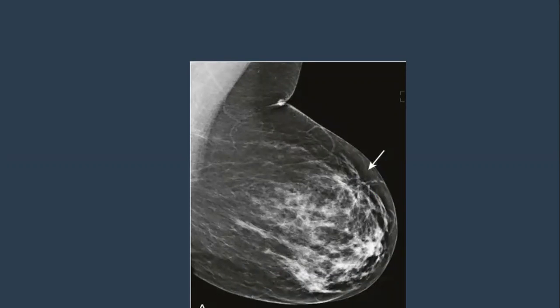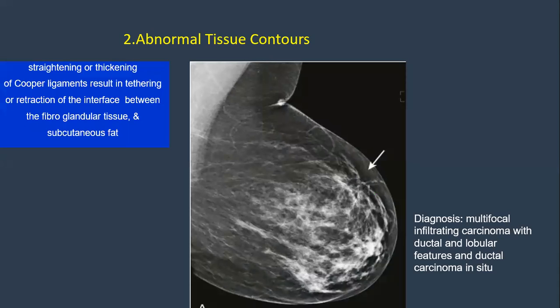Retraction. Yes, contour retraction, related to the contour. Tethering and retractions, and there are thickening and distortions; this is thickened Cooper ligaments pulling and resulting in retraction of the contour. So straightening or thickening of the Cooper ligament can result in tethering or retraction of the fat glandular interface, resulting in contour deformity.